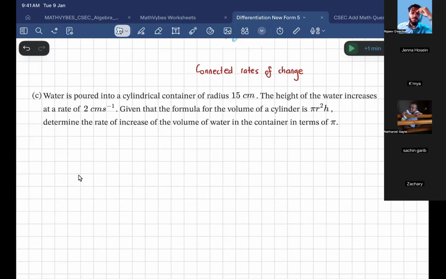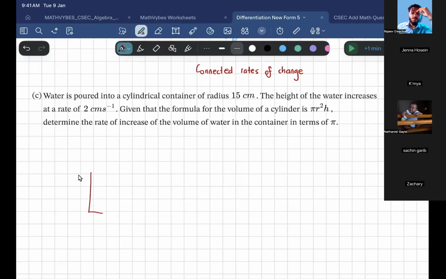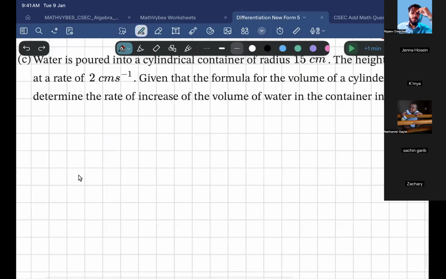All right, so let's analyze the question first. They're saying water is poured into a cylindrical container. So I'm going to have a cylindrical container here, and what am I pouring into it? Water. So let's look at what's changing. We need to look at what's changing first.